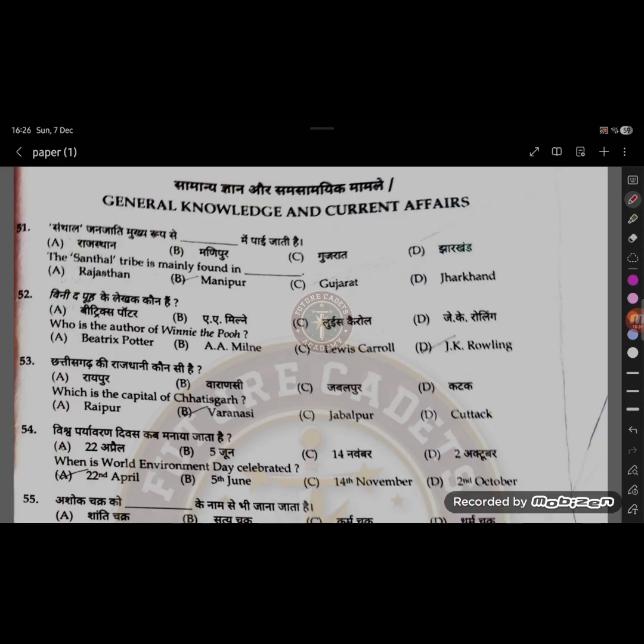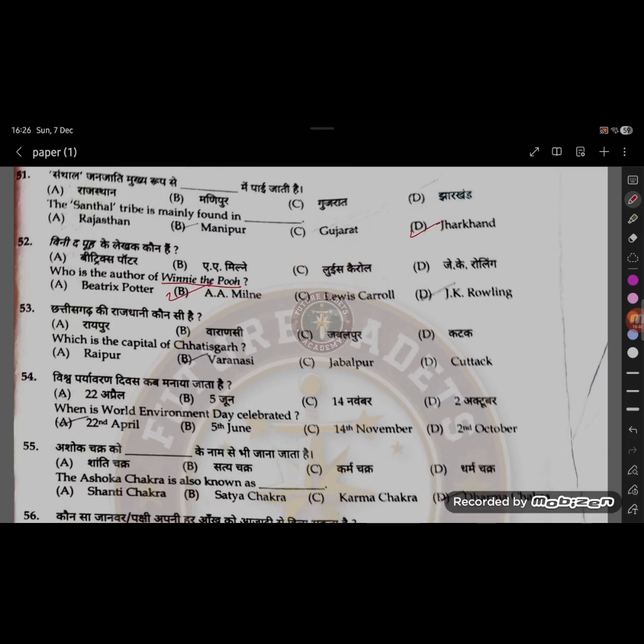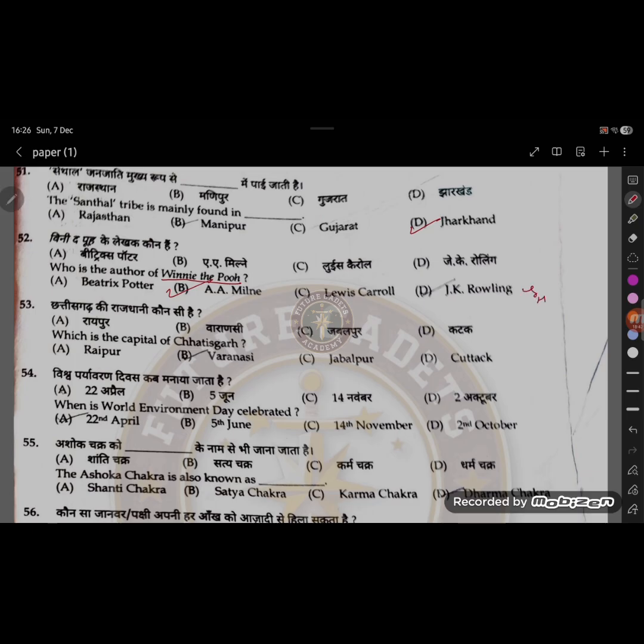So here, let's start. The first question asks about the Santhal tribes. We all know it's a quite famous tribe of India and it is found in the Jharkhand region of India. Now the author of Winnie the Pooh, the very famous A.A. Milne, wrote the famous Winnie the Pooh. J.K. Rowling is not the answer. Don't get confused by the markings. J.K. Rowling wrote the very famous, world-renowned Harry Potter series. I'm sure we all have a big fan following of Harry Potter here. Well, you all are equally smart as Harry was.